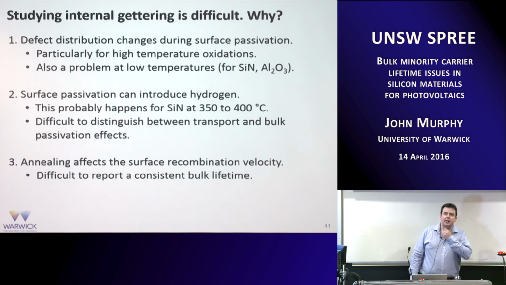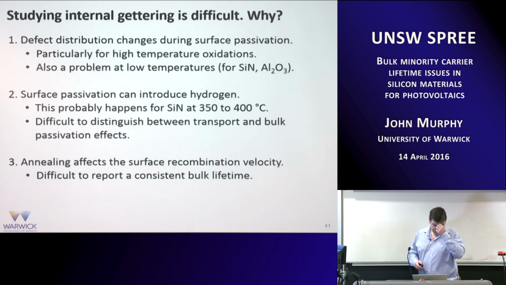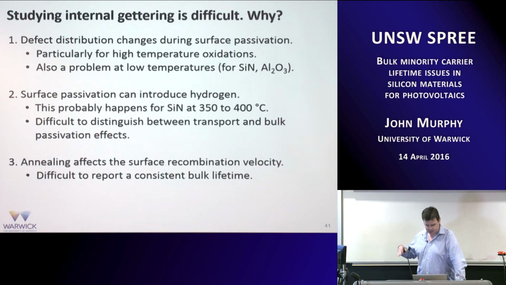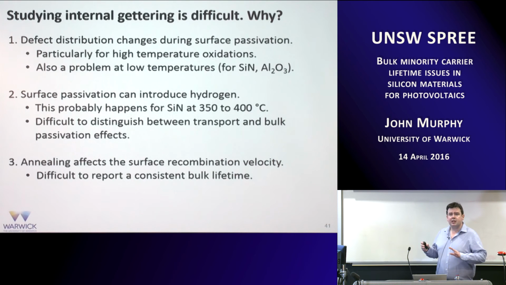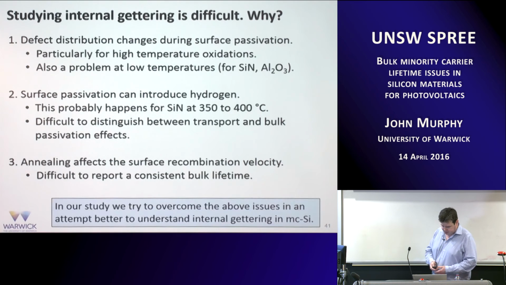Now those changes arise for two reasons. One is thermal. The thermal processing moves the impurities around. The second is hydrogenation, which probably occurs to some extent in most dielectric deposition-based passivation schemes. The other thing is that the surface recombination velocity can change when you do the annealing if you leave the passivation on, but that's a secondary issue. So what we're trying to do is understand properly what's going on in internal gettering.